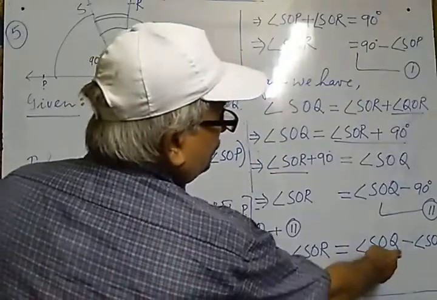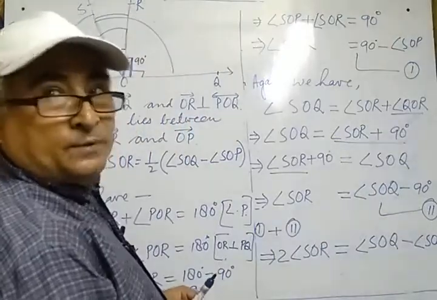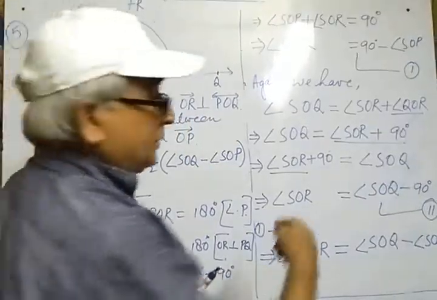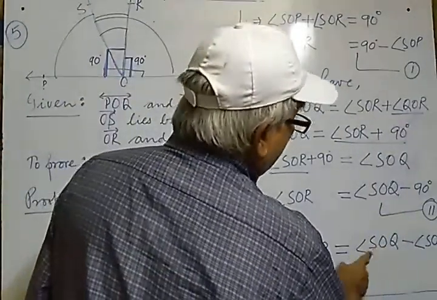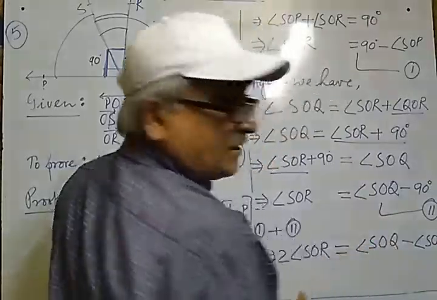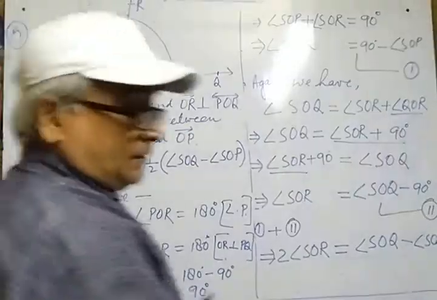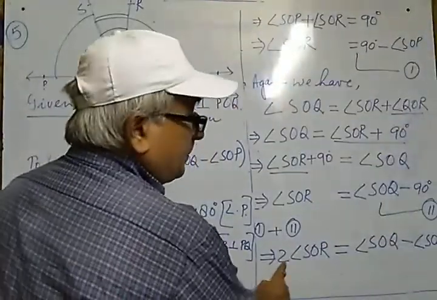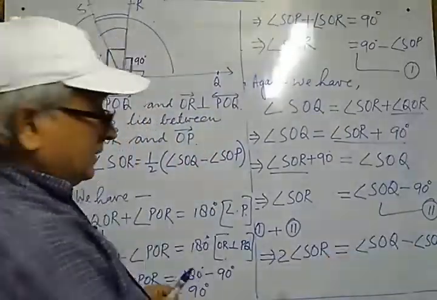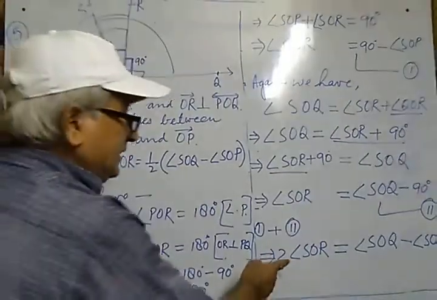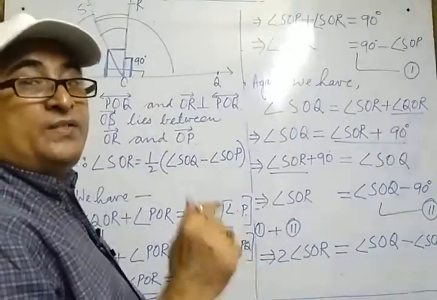Why have I written SOQ first? Because the positive quantity is noted down first, and afterward we note down the negative quantity. Is it clear here? That's why SOQ is noted first, and this minus is noted afterward. Now what to do? This 2 will be transposed to that side. Here it is in multiplication form, so after transposing to that side, it will go in division form.